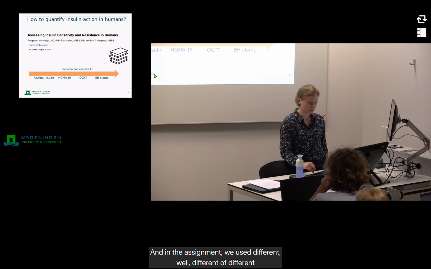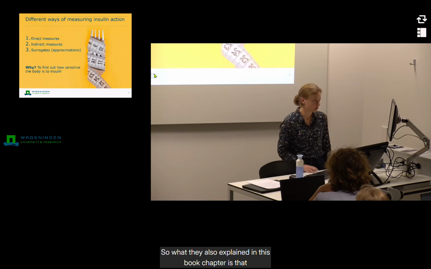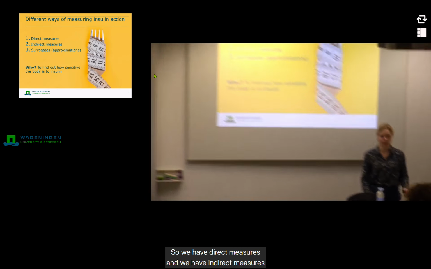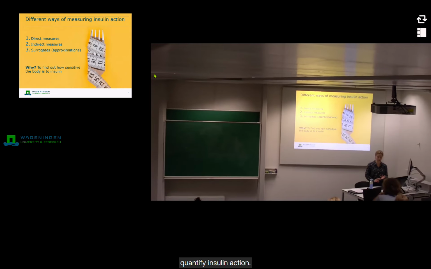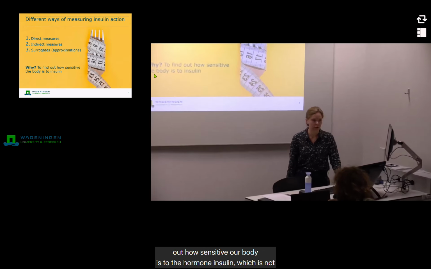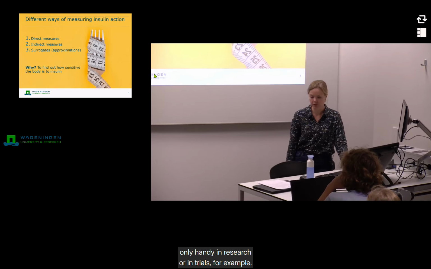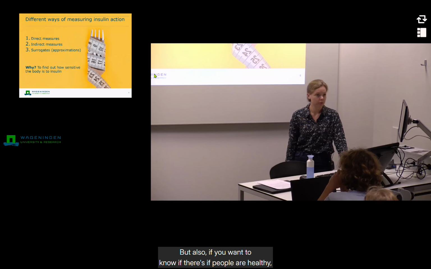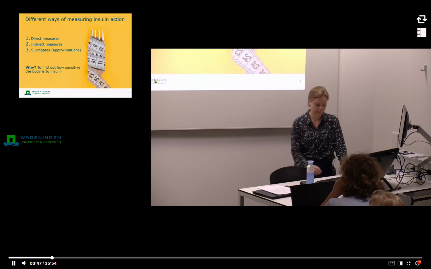And in the assignment we used different forms of these methods. So what they also explained in this book chapter is that there are different ways. So we have direct measures, we have indirect measures, and we have approximations or surrogate measures to quantify insulin action. And the aim of all of them is actually to find out how sensitive our body is to the hormone insulin, which is not only handy in research or in trials, for example, but also if you want to know if people are healthy, you can also use these methods to say something about their health status.